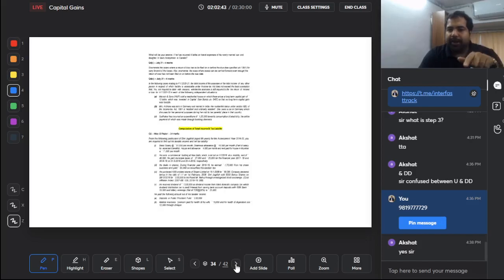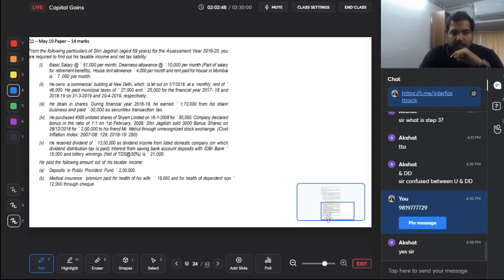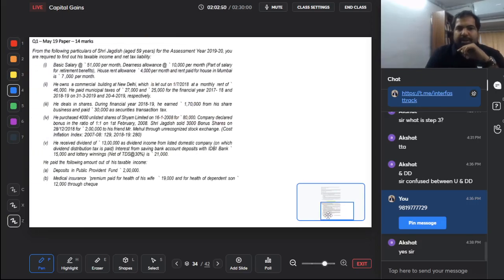See, there is no dedicated question on deduction. It's always a part like this. So there are two deductions here, guys. Over to you all. This is the first question of May 19 paper. Read the last, generally the last two lines are deductions. Read it. I'll be back in 2-3 minutes, and please answer which section, how much deduction will be available. Over to you all. I'll be back in 2-3 minutes and we'll continue. We'll do all the exam questions first.